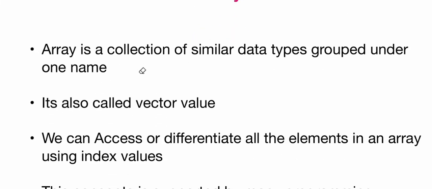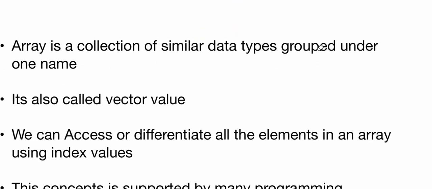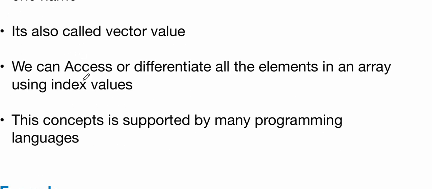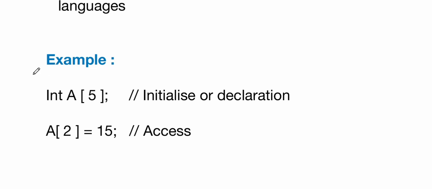Here is the definition of array. Array is the collection of similar data types grouped under one name. It is also called a vector value. We can access or differentiate all the elements in an array using the index value. This concept is supported by many programming languages.